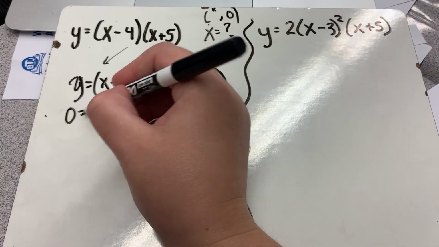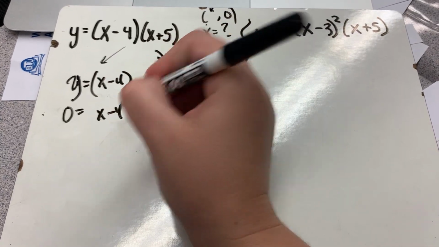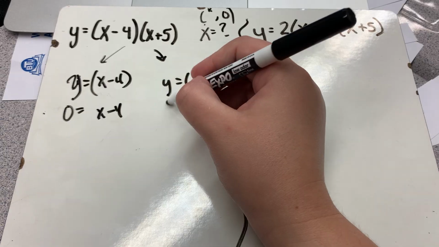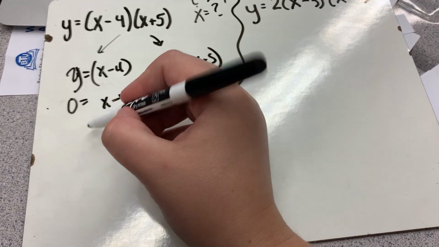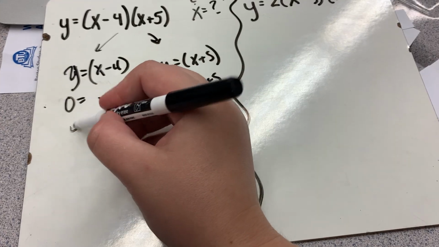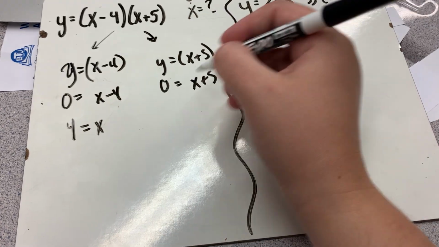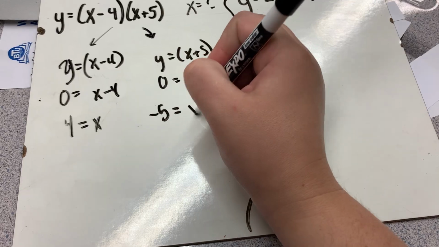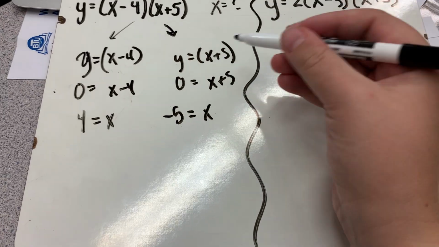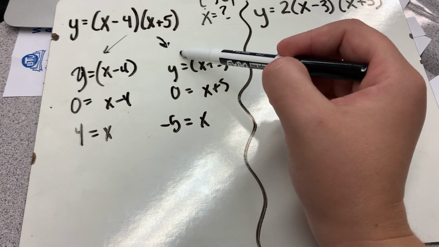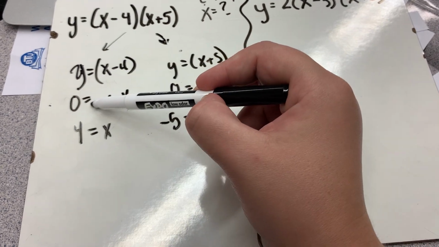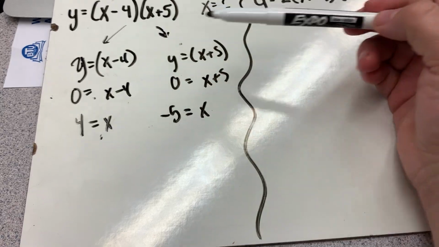So I'm going to substitute 0 for y on each of these, and then solve. So I'm going to add 4 to both sides, and I get 4 equals x, and negative 5 equals x. I have two solutions here. So the main idea is just to separate the factors, set each of them equal to 0, and then solve.